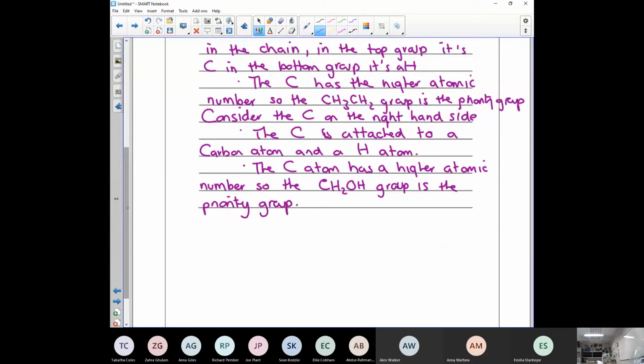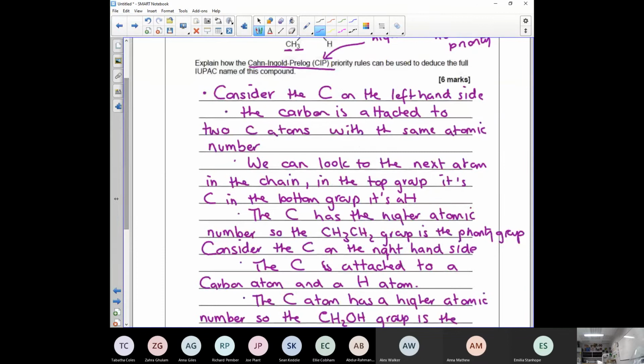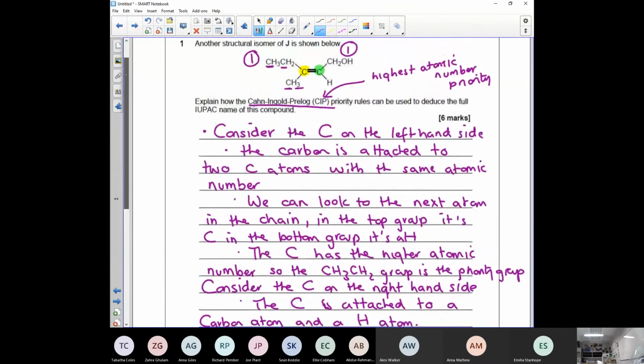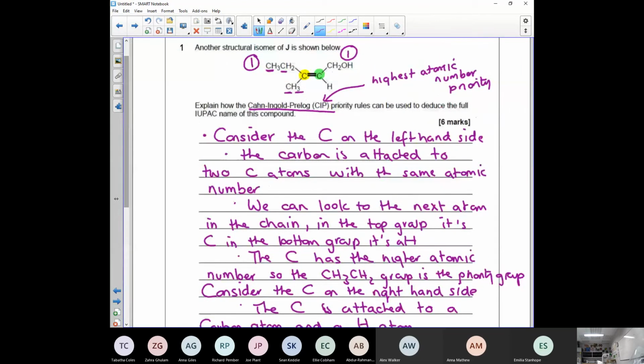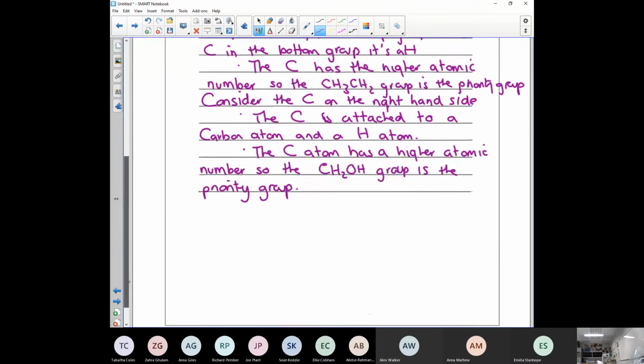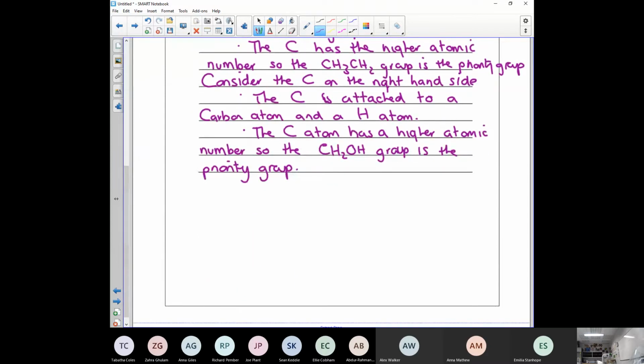Cool. I feel like I filled this in already. So, going back to the top then, we have worked out and explained that those 2 groups at the top are the priority group. So that's with the 1s on. The 1s just represent that they're priority groups. So the priority group is the same, so it is a Z isomer. So we just have to summarize that at the bottom.